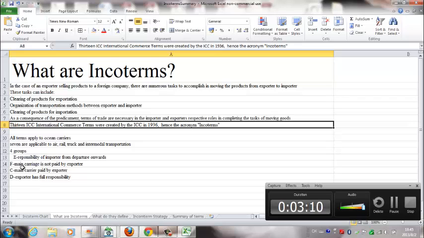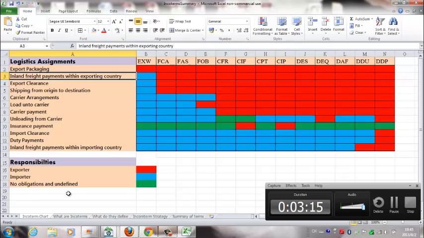Now, if we look at the F group, the main carriage is not paid by the exporter. And we can see that right here. So we can see that under the F terms, the exporters are responsible for the packaging, and they're also responsible for the inland freight payments within the exporting country and the export clearance, along with any charges and responsibility, and has a responsibility of shipping the goods from origin to destination.